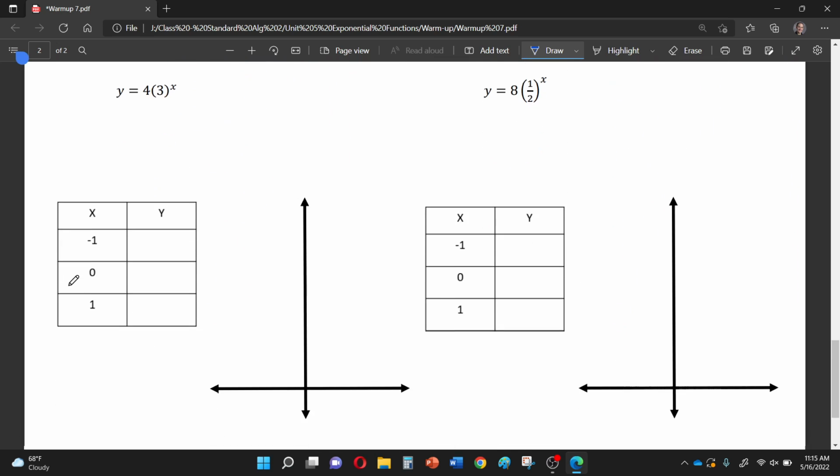When there's a number in front, something like 4 times 3 to the x, then we need to follow order of operations. So we'll start by writing it down. Order of operations, remember PEMDAS, so the exponent comes first. We'll come back to -1, but let's start with 0. Anything to the 0 power is just 1.